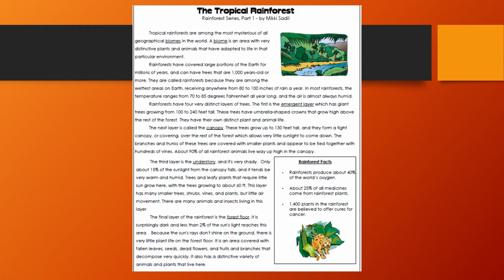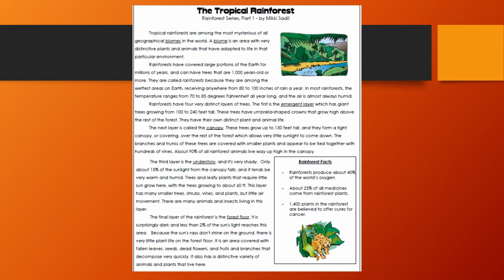The tropical rainforest. Tropical rainforests are among the most mysterious of all geographical biomes in the world. A biome is an area with very distinctive plants and animals that have adapted to life in that particular environment. Forests have covered large portions of the earth for millions of years and can have trees that are thousands of years old or more. They are called rainforests because they are among the wettest areas on earth, receiving anywhere from 100 to 120 inches of rain a year. In most rainforests, the temperatures range from 70 to 85 degrees Fahrenheit all year long, and the air is almost always humid.